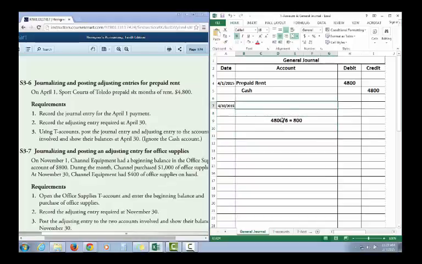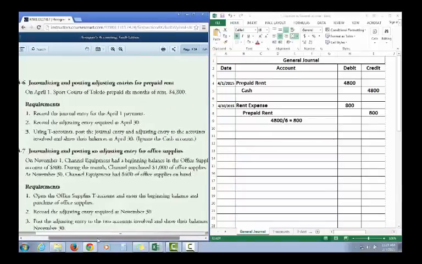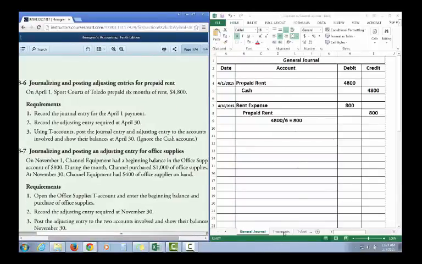So we're going to debit, because this is expired, rent expense. So our prepaid's expired. We've used it up and incurred the cost now. Debit rent expense of $800 and credit the prepaid rent for $800 and reduce it by what we've used up for this month. Okay, so we're using it up. Now it says using T accounts, post the journal entry and adjusting entry to the accounts involved and show their balances.